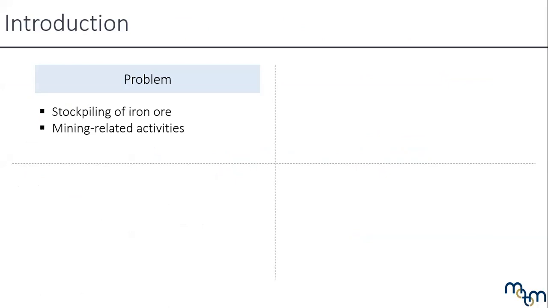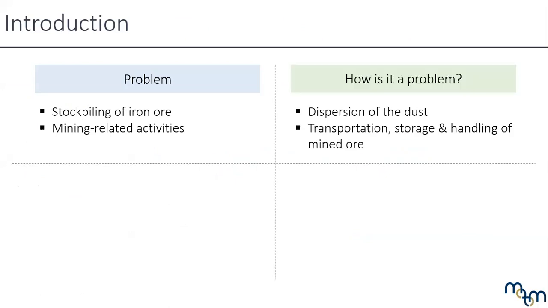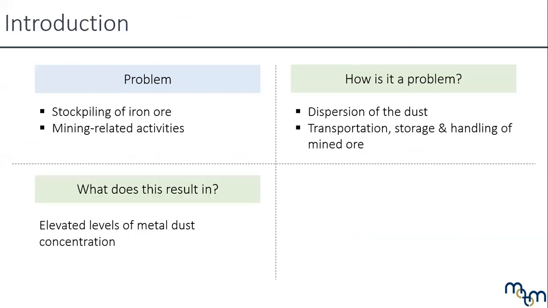Mining and mining activities offer a significant contribution towards air and environmental pollution. This occurs through the dispersion of ore dust from mining areas, as well as through transportation, handling, and the storage of the mined ore from the mines to the storage facilities. The dispersion is assisted by climate factors such as wind or open transportation and storage of the ore, which results in elevated levels of metal dust, which subsequently has a negative impact on the environment and the surrounding communities.